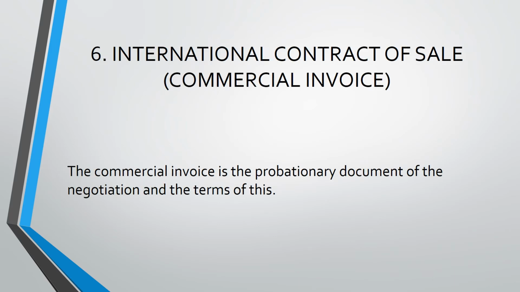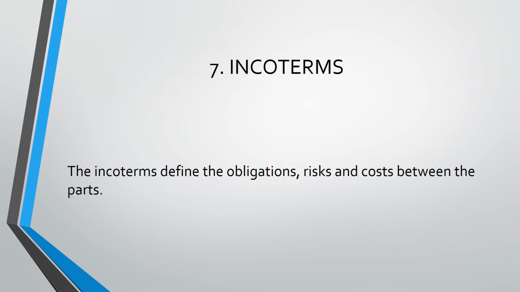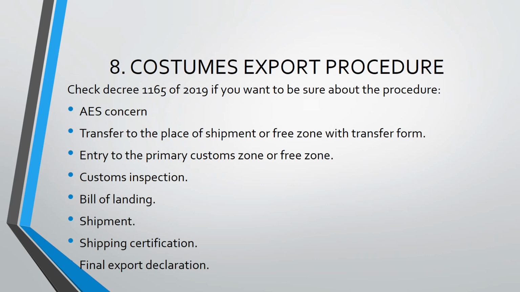Sixth, international contract of sale, commercial invoice. The commercial invoice is the probatory document of the negotiation and the terms of this. Seventh, Incoterms. The Incoterms define the obligations, risks, and costs between the parties. Eighth, customs export procedure. Check Decree 1165 of 2019 if you want to be sure about the procedure.